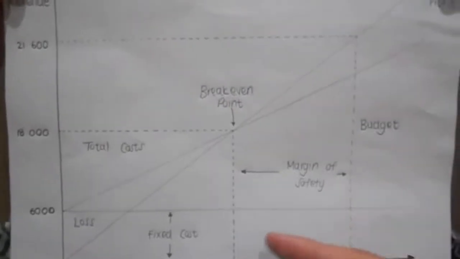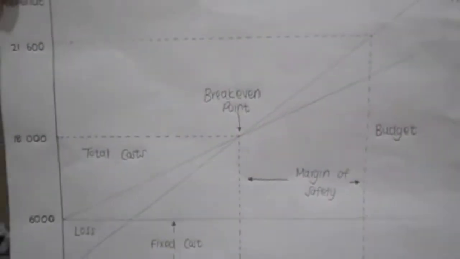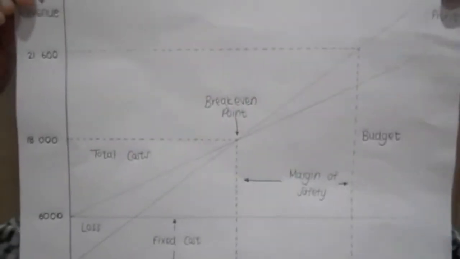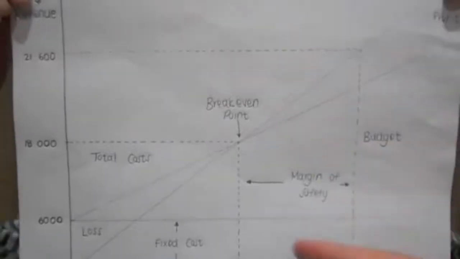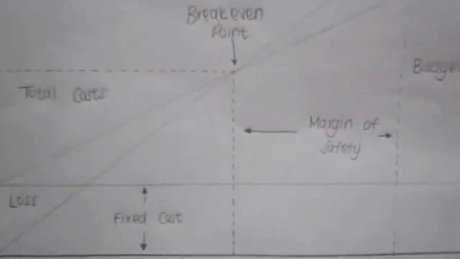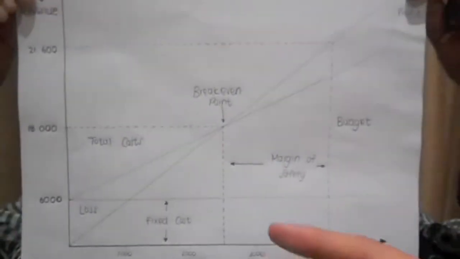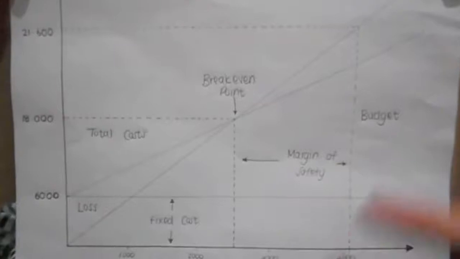Margin of safety is the extra units produced beyond the break-even point for a business. This is equal to the amount of goods sold in the budget minus the break-even point, which can be seen over here on the graph. Also, profit in the business would be the margin of safety times by the contribution of each good.